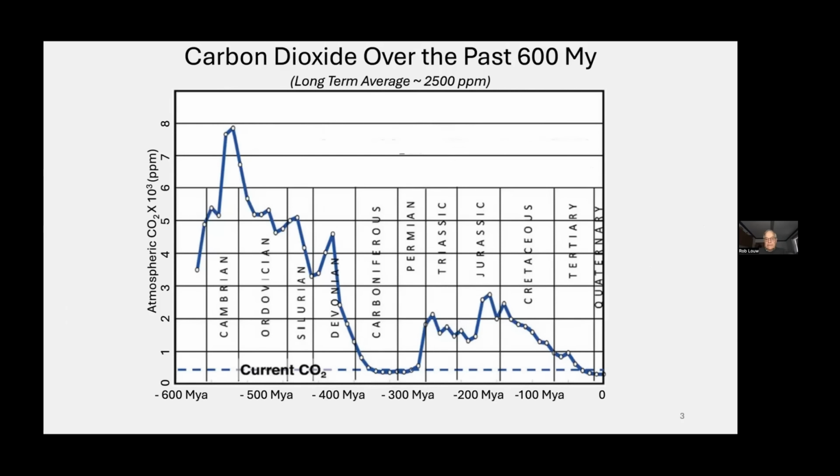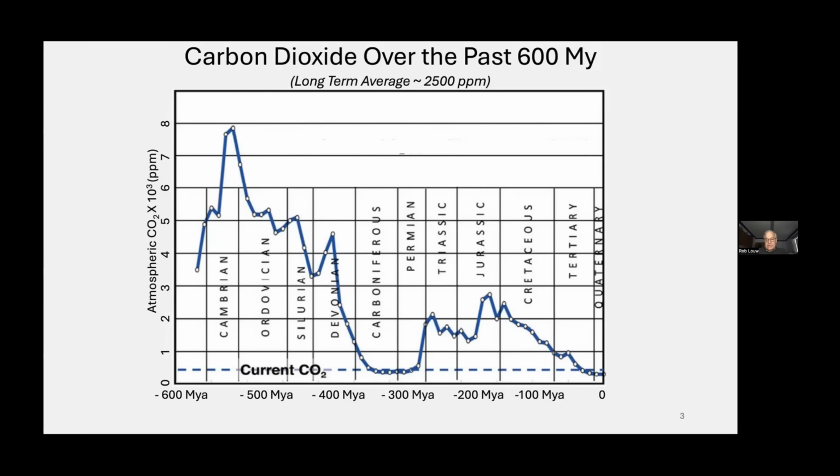Let's have a first look at carbon dioxide over the past 600 million years. As you can see from here, if you start at the left-hand side of this graph, roughly 600 million years ago, carbon dioxide was at considerably higher levels than it is today, some 8,000 parts per million. And ever since then, it's been steadily in decline to where it's reached today's levels of about 427 parts per million. So we can see that carbon dioxide levels have been changing a lot over Earth's history.